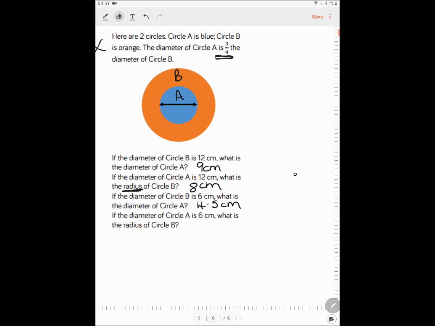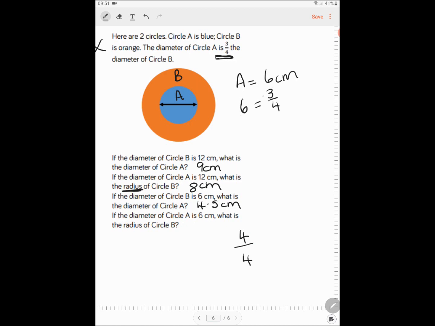Now, the last question is very similar to question 2. So we're looking for the radius and not for the diameter, but we've got to find the diameter first. So the diameter of circle A is 6 centimetres. What is the radius of circle B? So for a start, we need to find the diameter of circle B. So 6 centimetres is 3/4 of B. We need to find 4/4. So that's what we're aiming for.